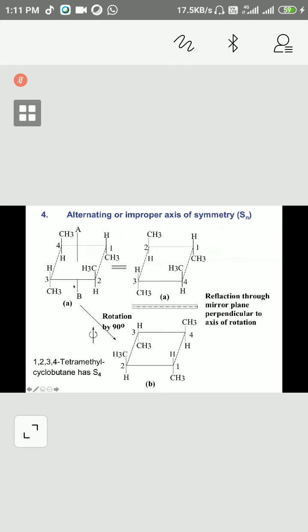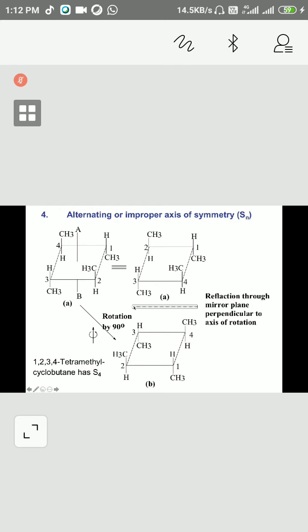So if you rotate by 90 degrees, this carbon will come here, this will come here, this here, this here. It means position 1 will be taken by 2, 2 will be taken by 3, 3 by 4, and 4 will be at the place of 1. This is the molecule you get after rotation by 90 degrees.